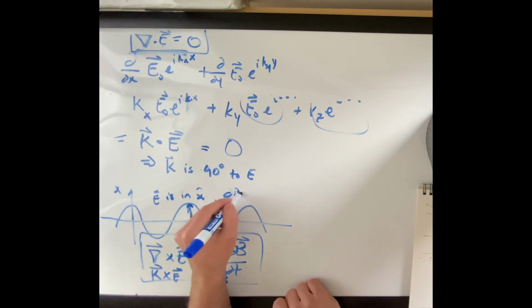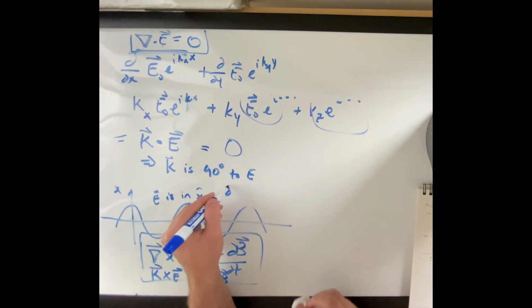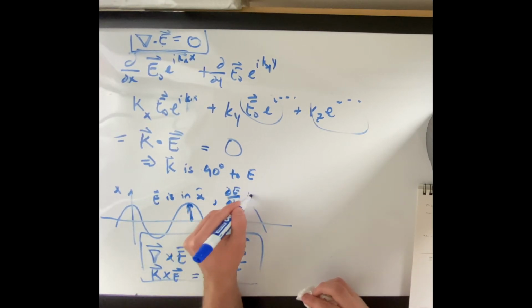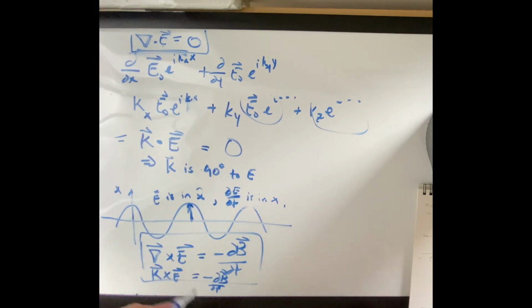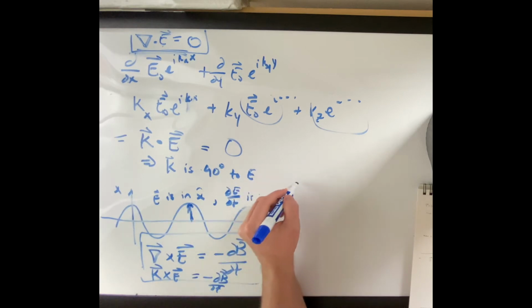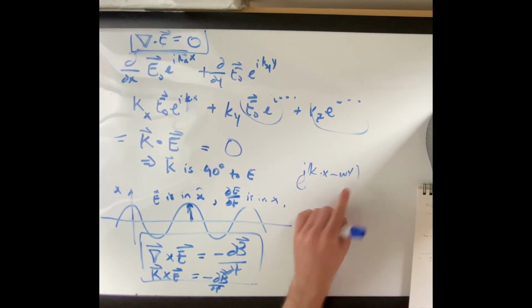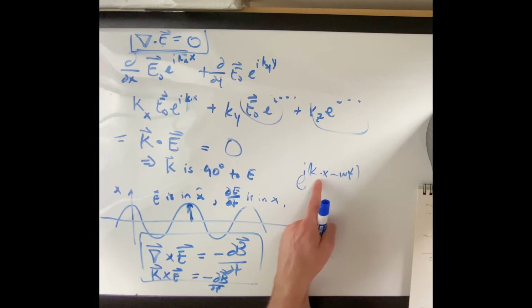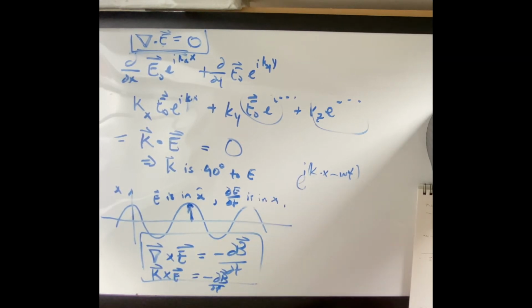Therefore dE/dt is in X. This is just how waves work: dE/dt is in the X direction. You can tell that's true because in the wave formula, this omega t part doesn't have any spatial components. So the time evolution is not changing the orientation at all. That's just what that means. This K and omega are separate.